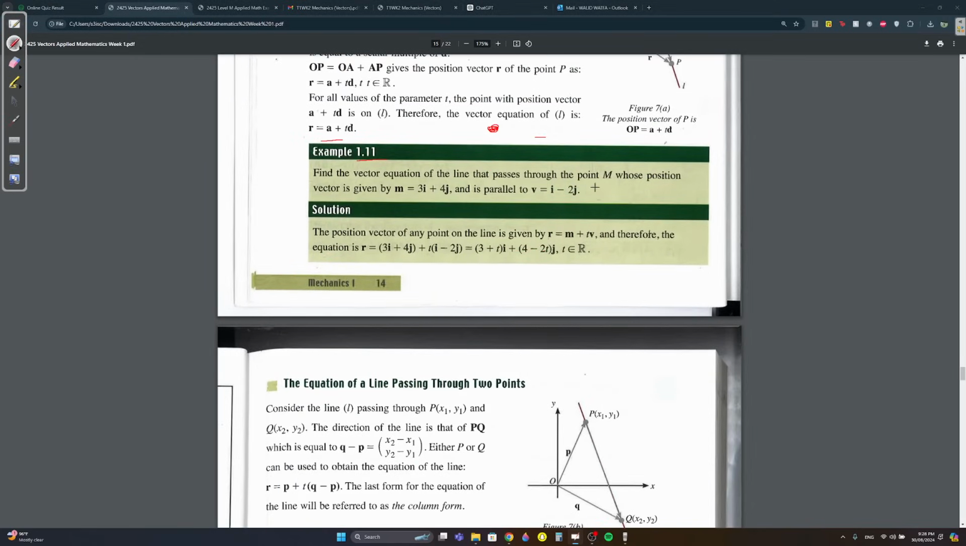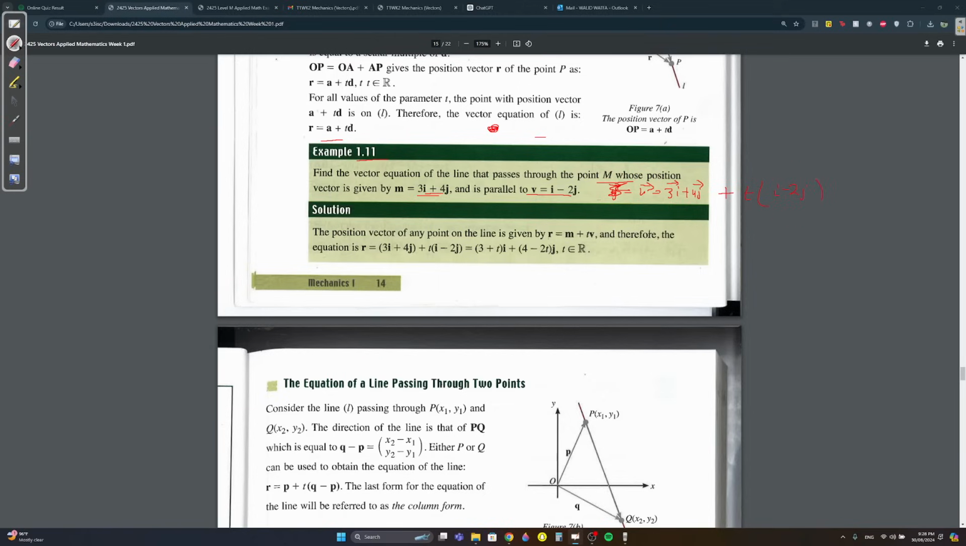So they say it passes through the point M, and they tell us that the vector M is 3i plus 4j. Then they say it's parallel to i minus 2j. Just very easy. Apply the formula. The original vector, the new line, let's call the new line u. u is equal to the original vector 3i plus 4j plus t times the new vector i minus 2j.